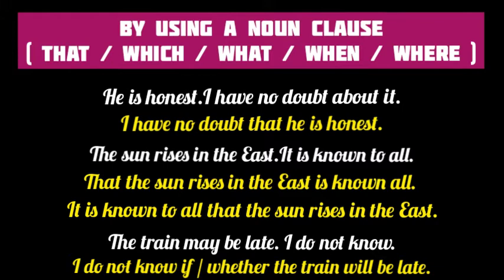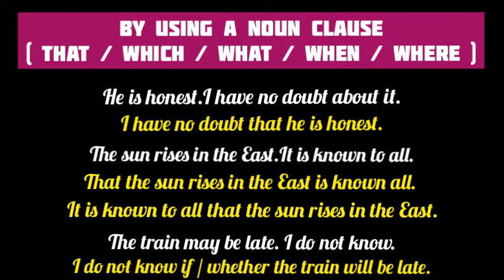In the first example, he is honest and I have no doubt about it are the two simple sentences. When these two simple sentences are combined, we have the complex sentence I have no doubt that he is honest, in which I have no doubt is the principal clause and that he is honest is the subordinate noun clause.